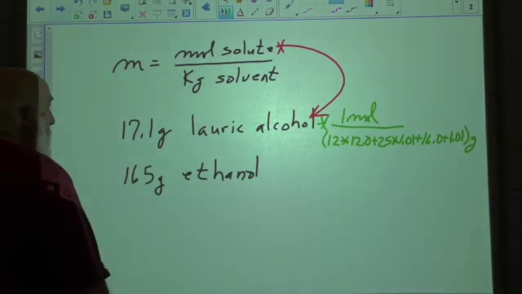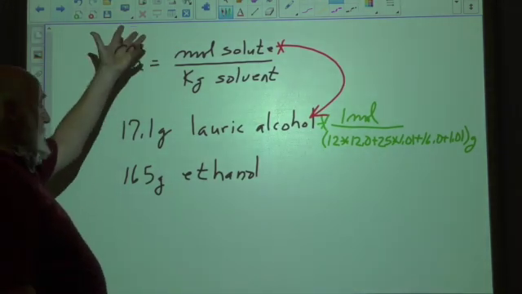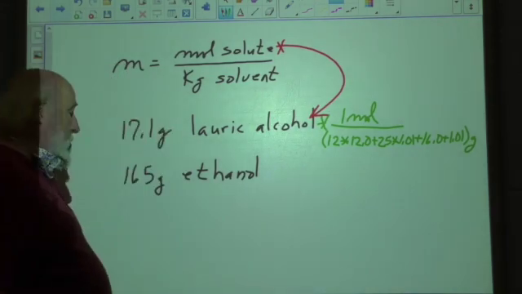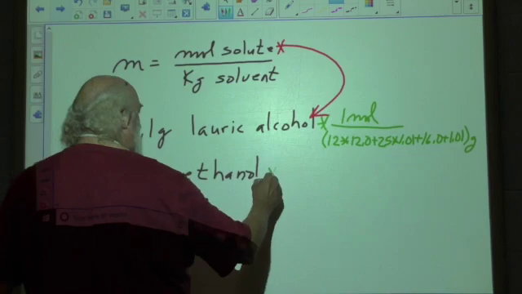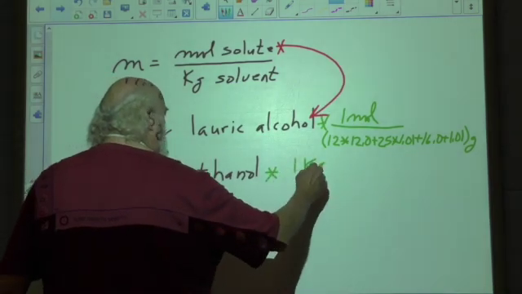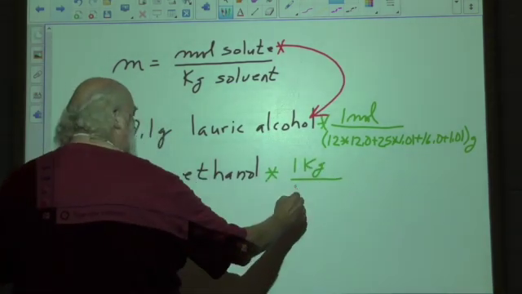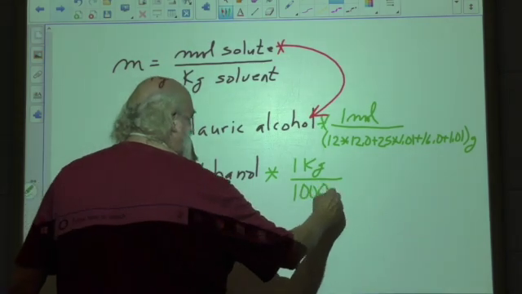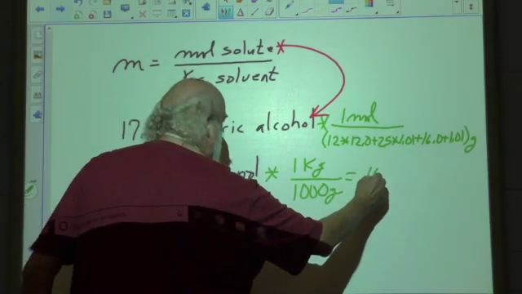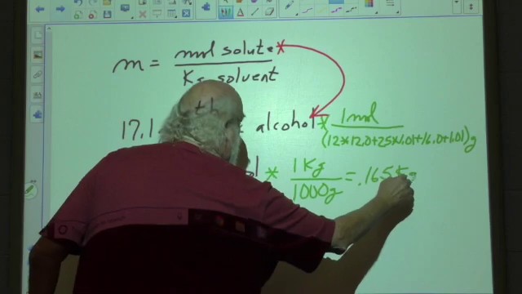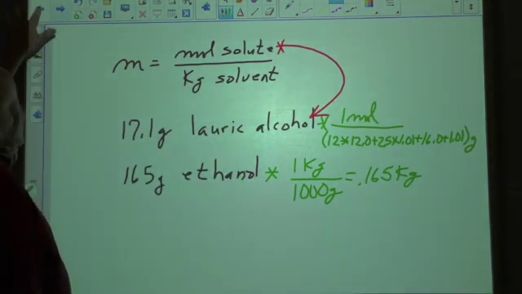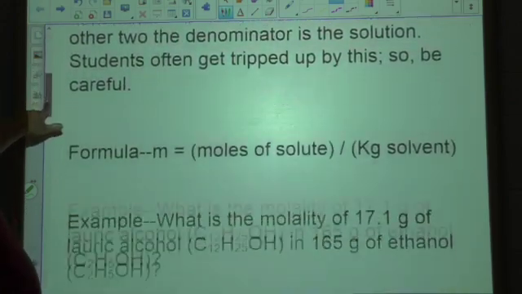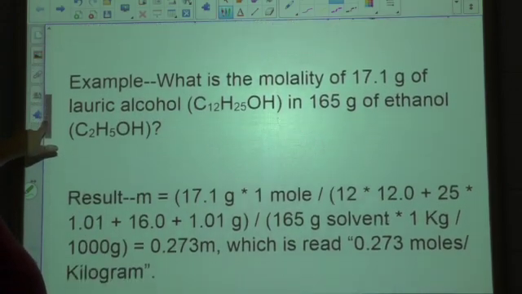Okay, and the ethanol, because it's in kilograms and not moles, we don't care what the formula for ethanol is. All we have to do is change that to kilograms. So 1 kilogram over 1,000 grams. And of course that's going to be 0.165 kilograms, because when you divide by 1,000, you move the decimal point over 3 places. So we go back to the script here to see the numbers that we got for that.